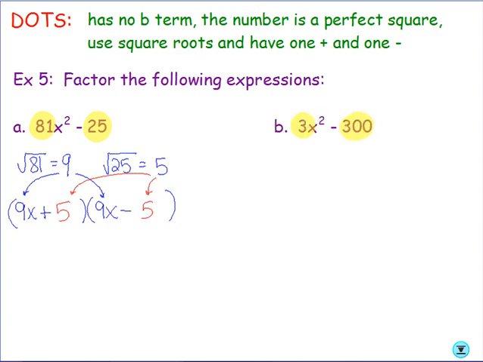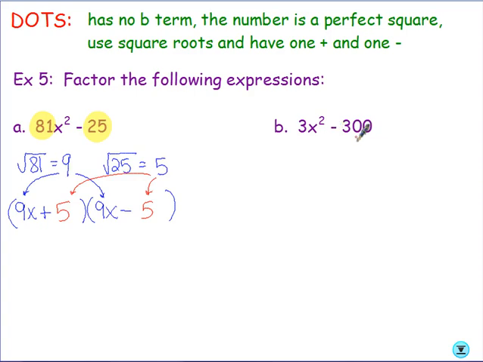Let's look at the second one. 3x squared minus 300. What's the square root of 3? Not a nice number. Put that in the calculator. Did you get a decimal? Because I did. So we've got to back up. Let's erase everything we just did. This is a DOTS problem because it is missing the middle part. However, those are not perfect squares. So we need to make them perfect squares. This is where our GCF comes in handy.